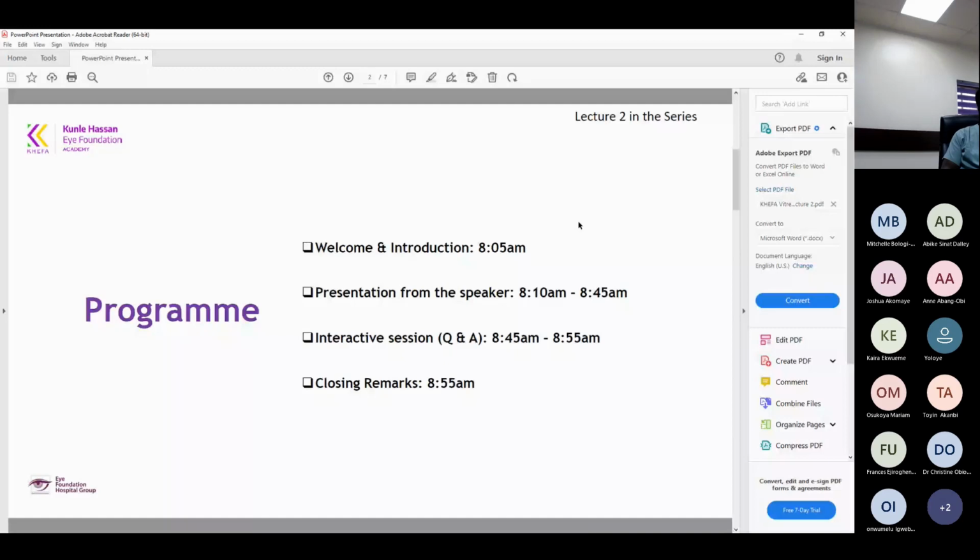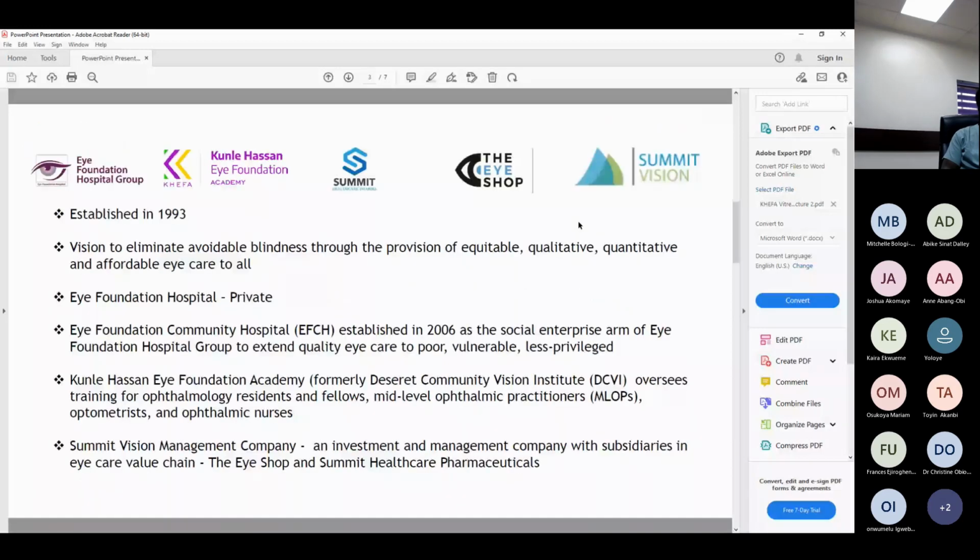So I'll quickly move on to a brief introduction about the Kunle Hassan Eye Foundation Academy. The Kunle Hassan Eye Foundation Academy is part of the Eye Foundation Eye Care System. It is the arm that takes care of training, ophthalmology related training, ophthalmic nurses, optometrists, nurses and middle-level ophthalmic practitioners.